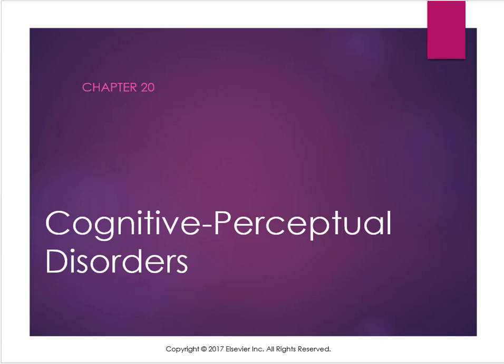Hi everyone, we're going to talk about Chapter 20, Cognitive Perceptual Disorders. Let's start with the definition of cognition, and that's the acquisition, processing, and use of information.